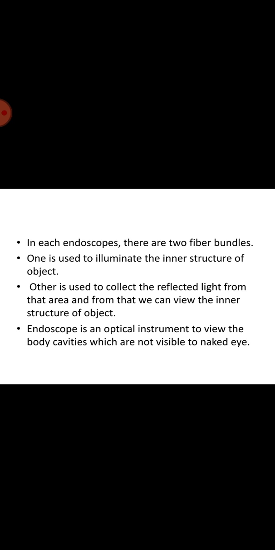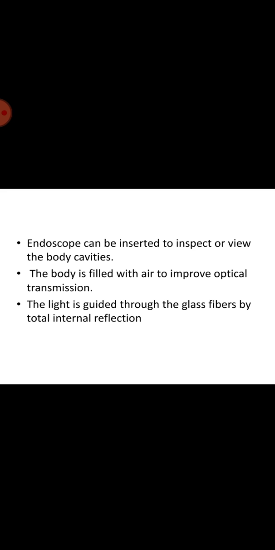In each endoscope, there are two fiber bundles. One is used to illuminate the inner structure of the object and the other is used to collect the reflected light from that area, and from that we can view the inner structure of the organ. The endoscope is an optical instrument to view the body cavities which are not visible to the naked eye. Endoscopes can be inserted to inspect or view the body cavities. The body cavity is filled with air to improve optical transmission.